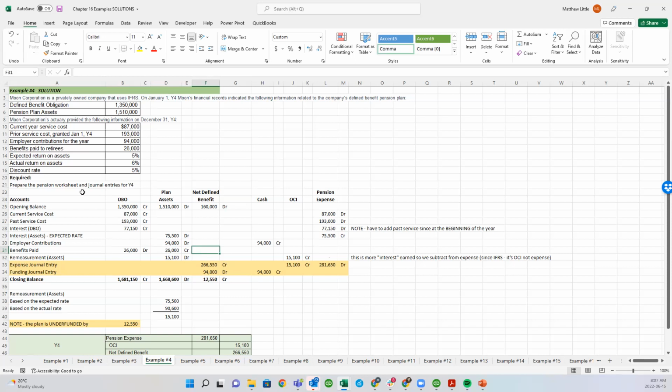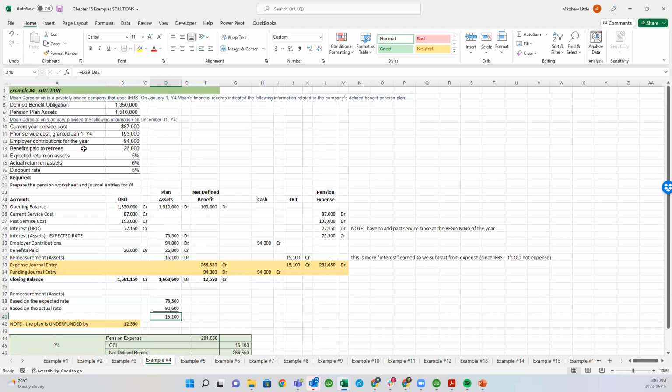Then we have the remeasurement. So there's a difference of 1%, expected versus actual. Same kind of table as before. Based on the expected rate, we had 75.5. Based on the actual rate, we have 90,600. So if we follow the math, it's the plan assets times 6%. So the difference, and because the actual exceeded the expected rate, it's a debit to the plan assets, which means our assets went up in the plan faster than we thought. But in this case, it's a credit to OCI. So it's actually revenue under other comprehensive income.